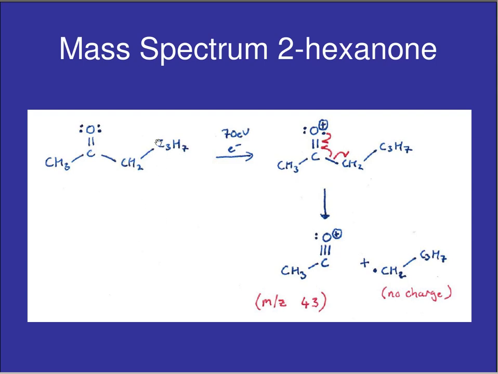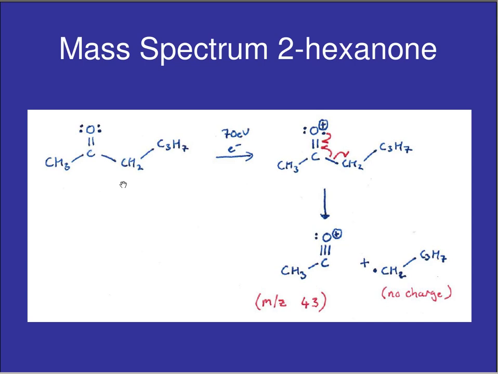So here's 2-hexanone, and for clarity I've just condensed the formula of the terminal part of 2-hexanone because I'm really interested in the region around the ketone. And what I'm really interested in is this bond alpha to the ketone, and that is the bond that will be cleaved in this mechanism to give m/z of 43.